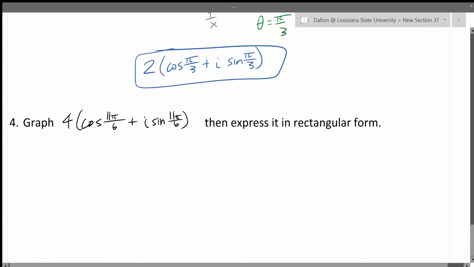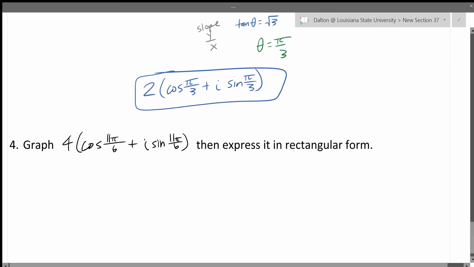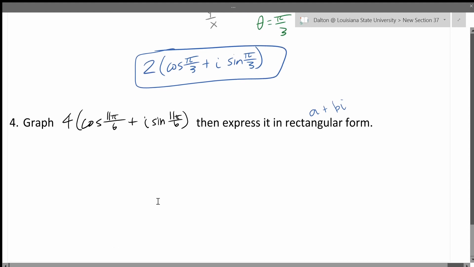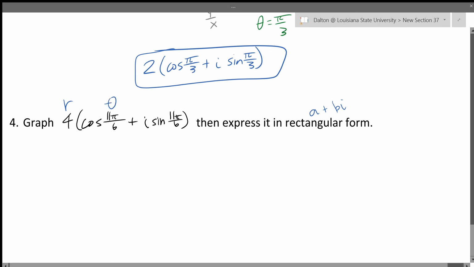So it is given to us in polar form. Rectangular form should be in the form a plus bi. Okay, so to graph this number, let's do that part first. What variables do these numbers stand for? What does 4 stand for? r. What does 11 pi over 6 stand for? Theta. Now, you don't have to draw the entire polar plane because that would be a little bit complicated.